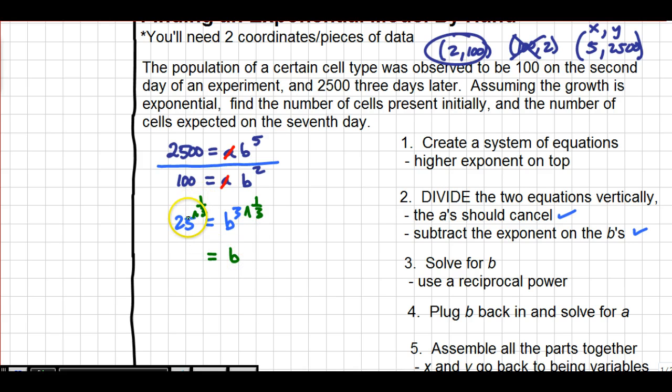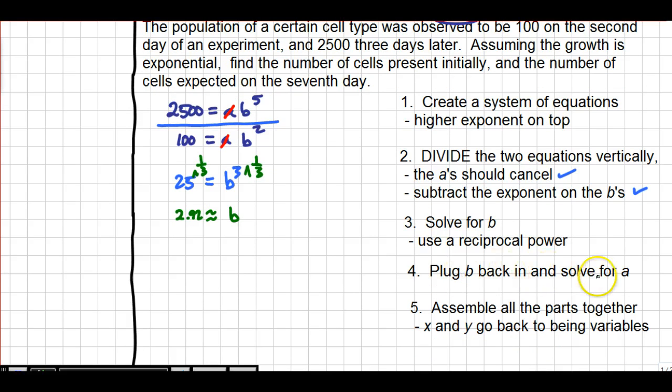25 to the 1/3, I'd type that in on my calculator. I will have to round that off, so we end up with about 2.92 here. Pay attention to what they want you to round to. This one doesn't say, so we're just going to round to whatever we'd like. Typically 2 or 3 decimal places is a good rule of thumb.